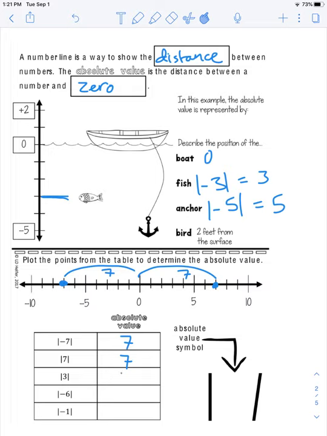All right, I'll fill them out. Absolute value of 3 is 3. Absolute value of -6 is +6. Absolute value of -1 is 1. So these are the absolute value symbols, the bar on either side of a number, and absolute value is expressed as a positive number because it is the distance from 0.